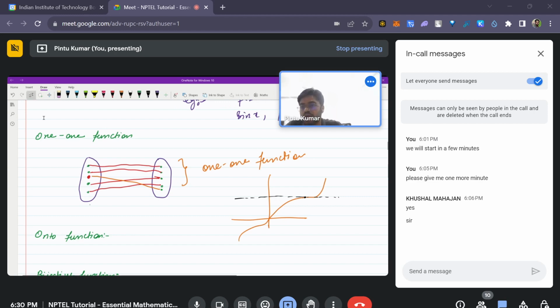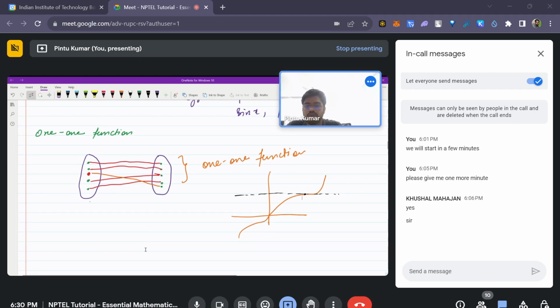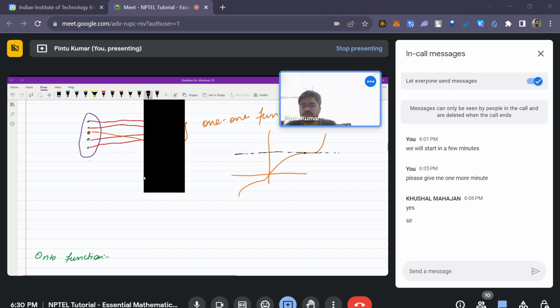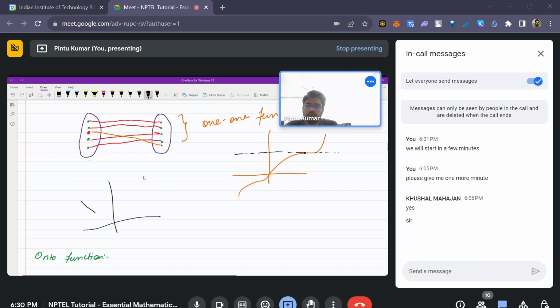So if you look at another example, let's say your function is something like this. This is something like x square, not a perfect graph. So now if you draw any line parallel to your x-axis, you see that this line cuts this graph at 2 points. So this particular example is not a 1-1 function.